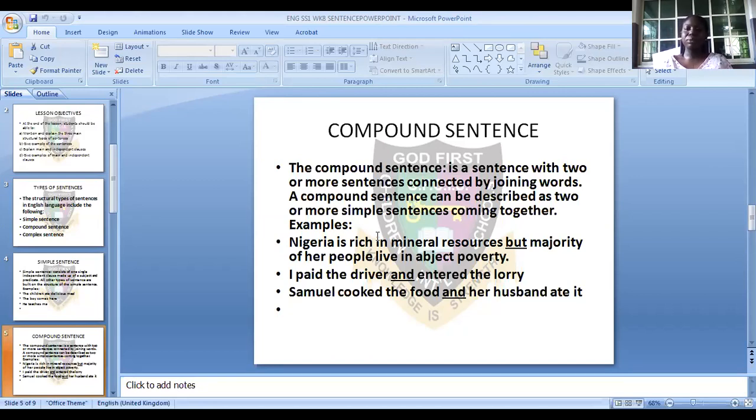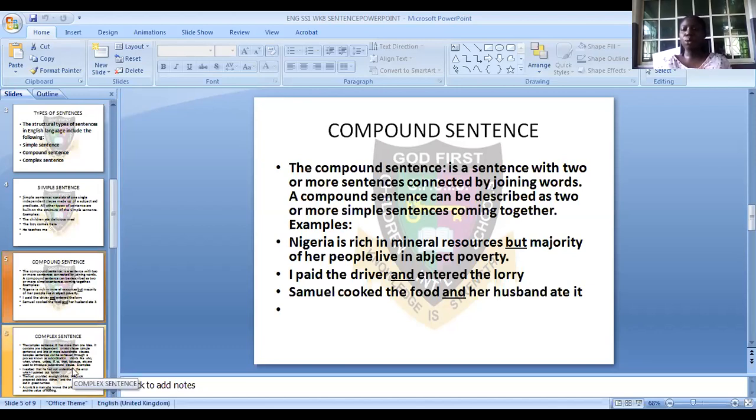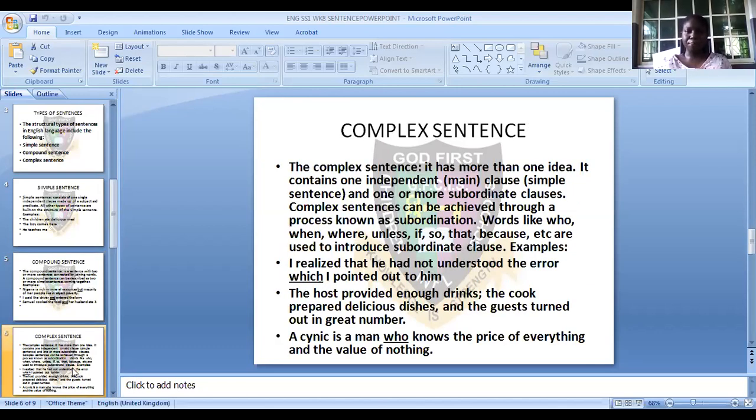Number two example, I paid the driver and entered the lorry. I paid the driver, a simple sentence. I entered the lorry, another simple sentence. We bring it together with our joining word and we have a compound sentence, and so forth. There are more examples in your notes. When you delve into the notes, you see these examples.